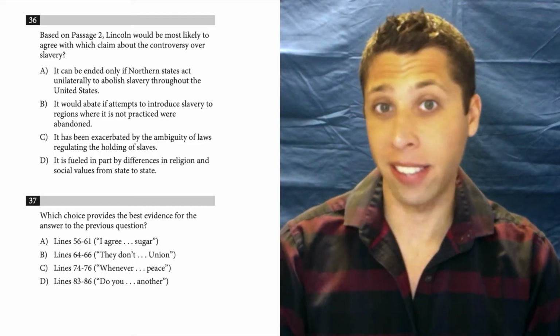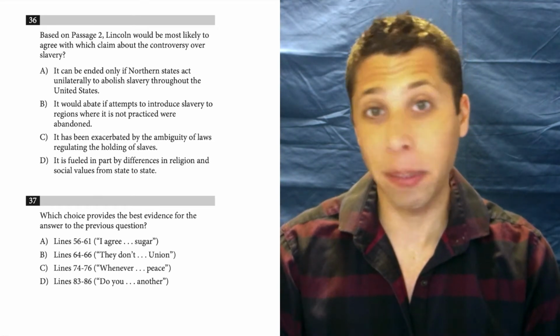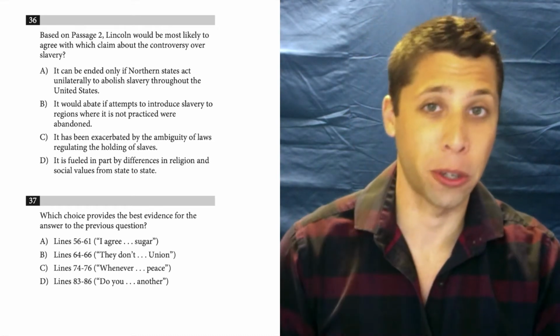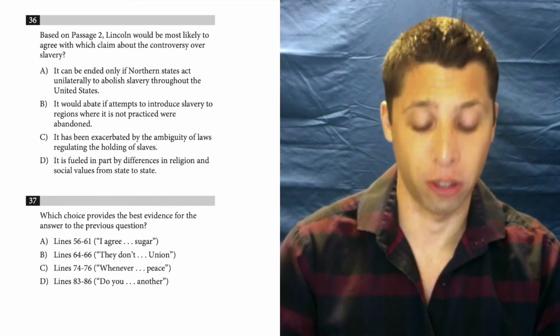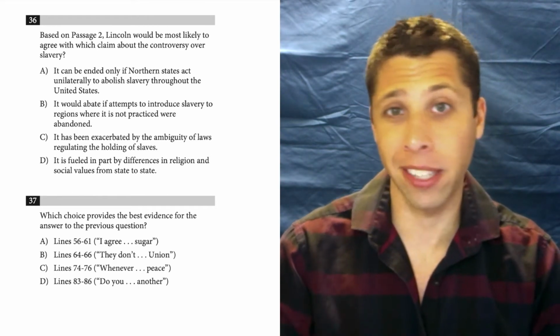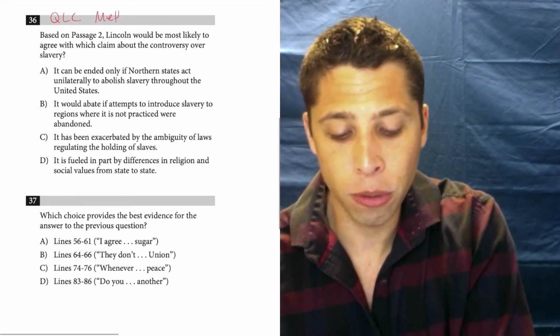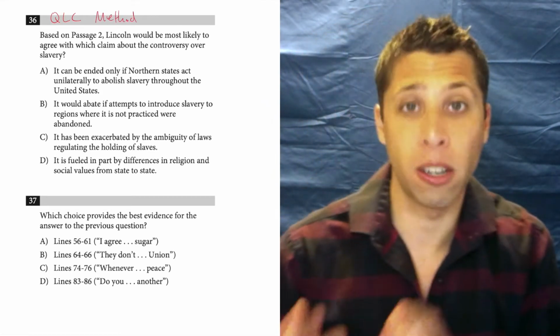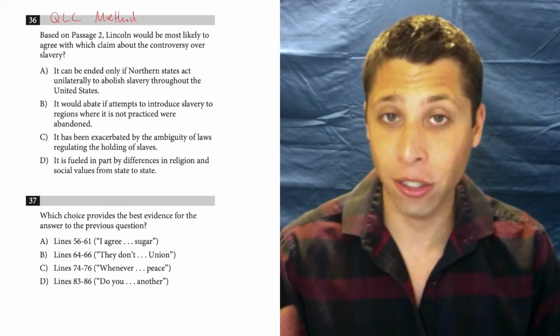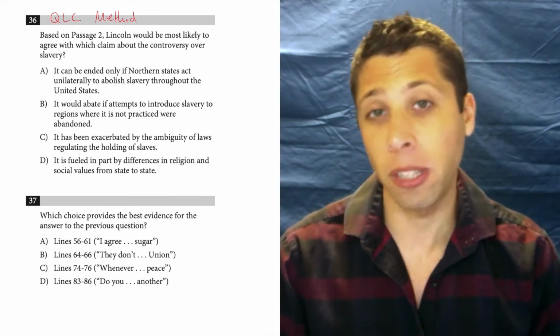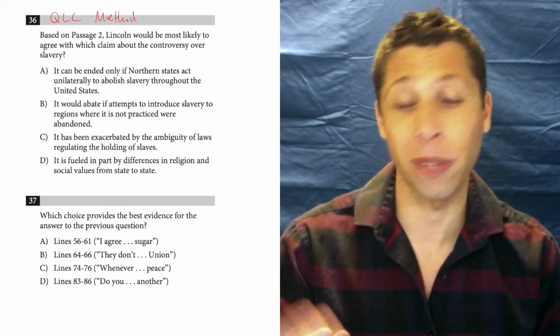I think that this evidence pair is a little bit easier than the other evidence pair that we saw earlier in this passage. We're still going to use the same idea: we're going to follow the QLC method, and we're going to make sure that we have a clear sense of our purpose. The question is giving us instructions.